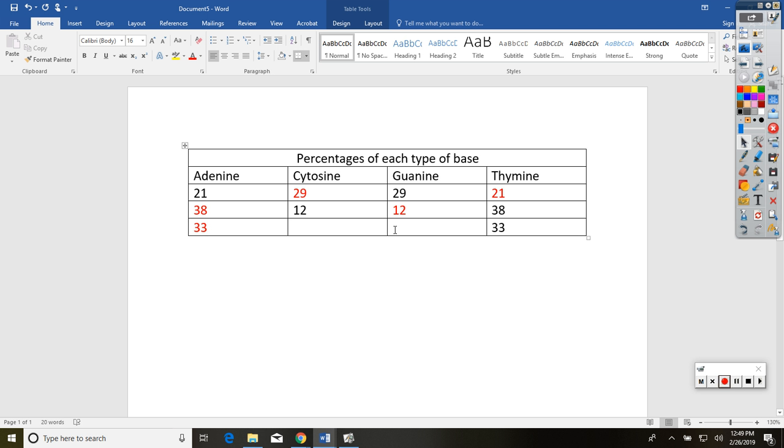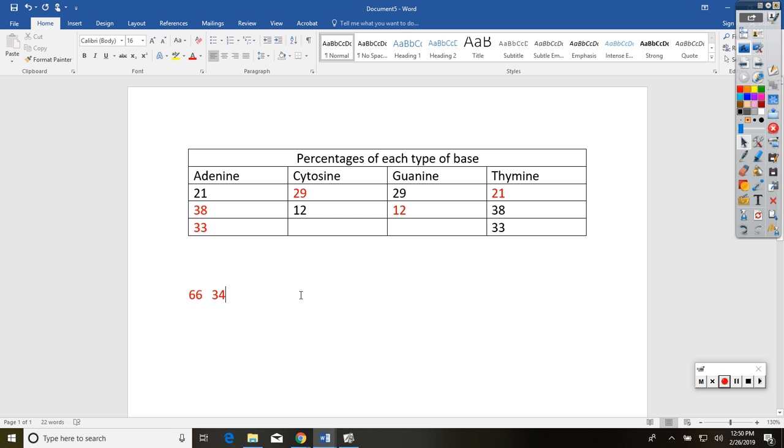So I have to figure out what total percentage of the 100 has already been used up. So if I have 33% and 33% being taken up by the adenine and the thymine, that means that 66% of the entire DNA molecule has already been taken for adenine and thymine. When I take that out of the 100% that would be total, that tells me that I will have 34% that is remaining for the cytosine and the guanine.